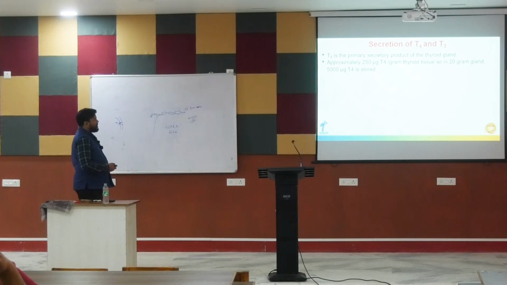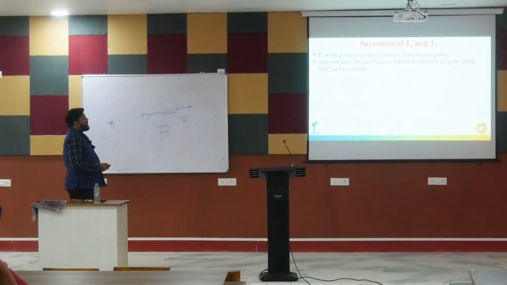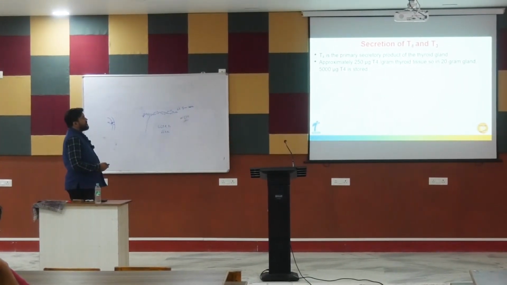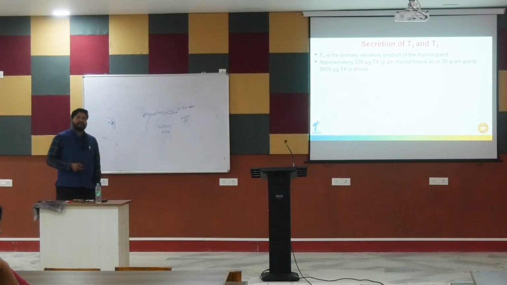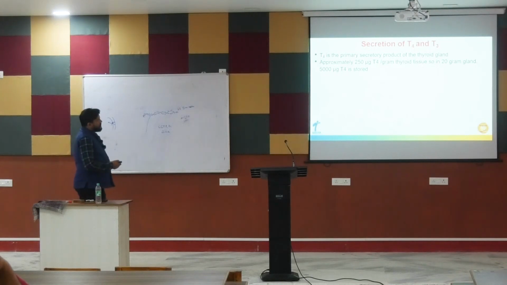Now secretion of T3, T4. T4 is the primary secretory product of the thyroid gland. Approximately 250 microgram of T4 per gram of thyroid tissue. So in a 20 gram gland, 5000 microgram T4 is stored. This huge number of T4 is normally stored in your thyroid gland for the body's need. In emergency or normally, there is normal continuous secretion of T4, T3 into your blood.